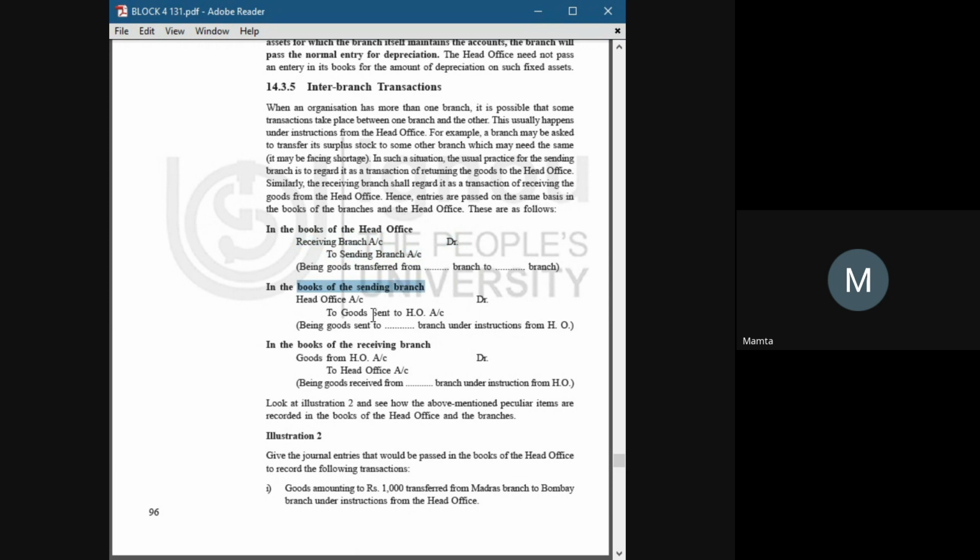In the books of the sending branch and the receiving branch, as we have mentioned, the entries would be passed under the name of branch and head office only. So the entry would be same: head office account debit to goods sent to head office account. It is the entry in branch A's account. And in the books of branch B, goods from head office account debit to head office account. Is it clear?